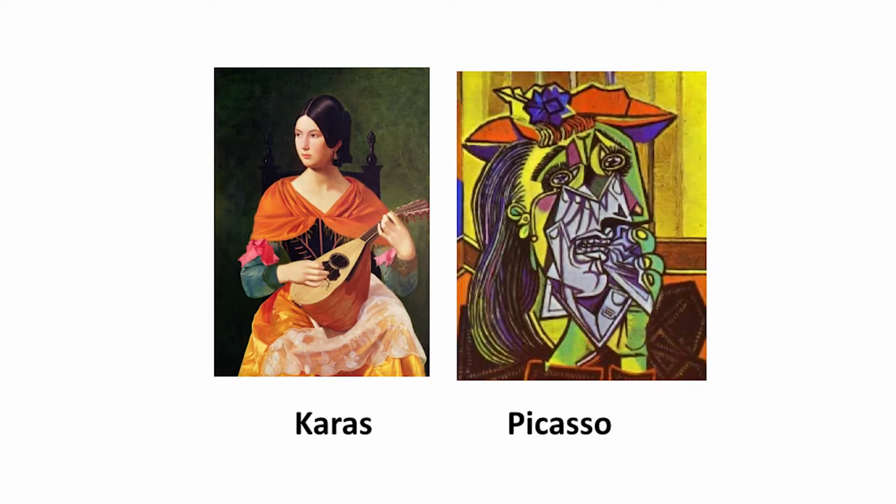This first set of images are both titled Girl with a Mandolin. The painting on the left is by a 19th century Croatian artist named Vjeslav Karas. Now, it's clearly a beautiful and elegant image of a woman playing the instrument, and we can just enjoy the colors and the serenity that Karas produced in this painting.